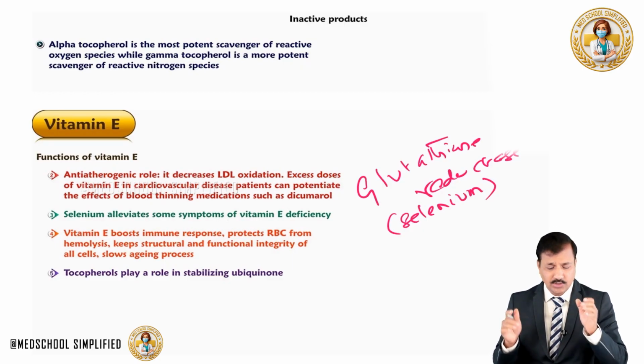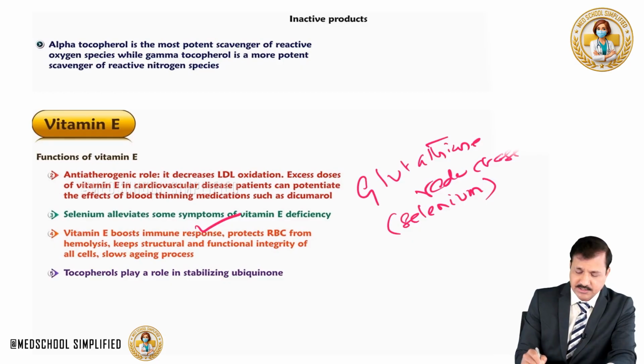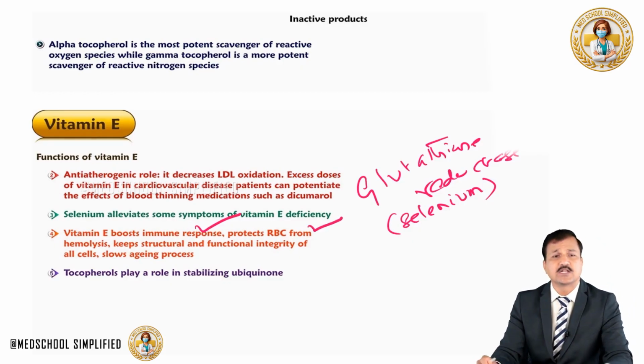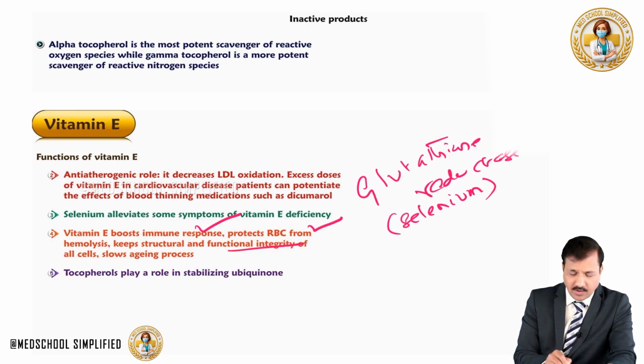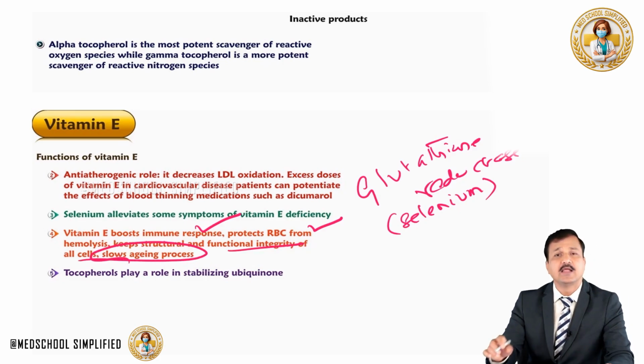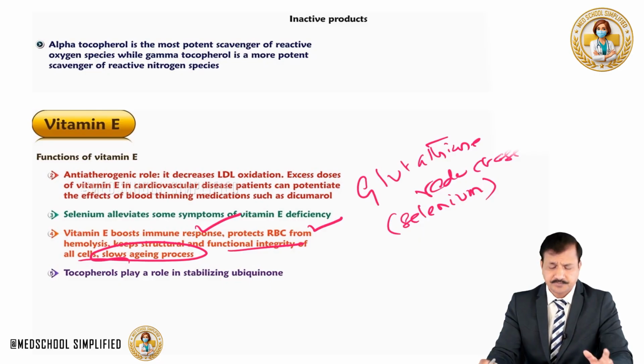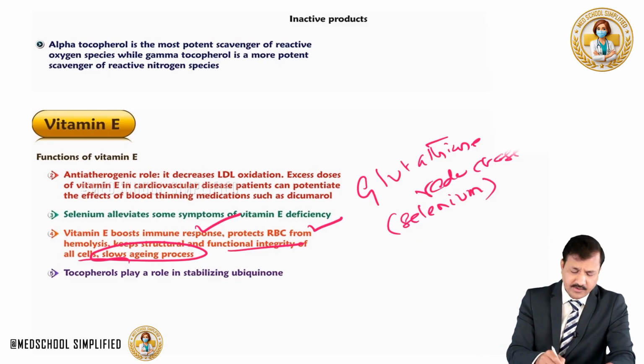Vitamin E is going to boost immune response. It's going to protect red blood cells from hemolysis. It keeps the structural integrity of all cells, and also vitamin E slows the aging process. These are other functions of vitamin E.